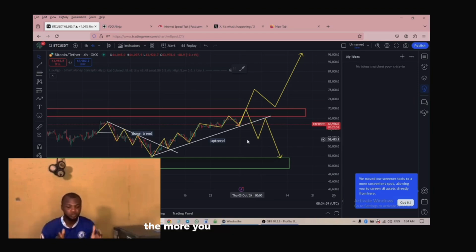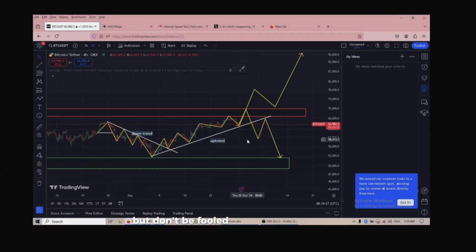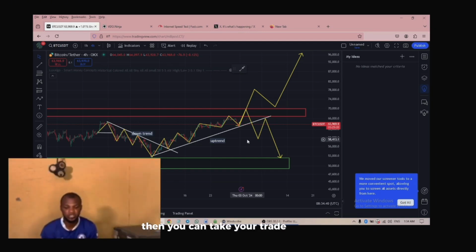The more you have patience, keep calm, set your trade, and once you set it, if you are on a high time frame, you have set your trade on a high time frame, just go to the lower time frame just to confirm whatever trade you are taking, but don't be fooled, because the lower time frame can also convince you. Just don't be fooled. Know what you have analyzed, then you can take your trade.